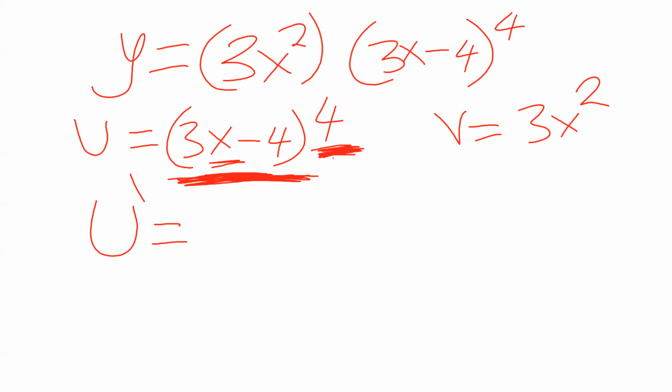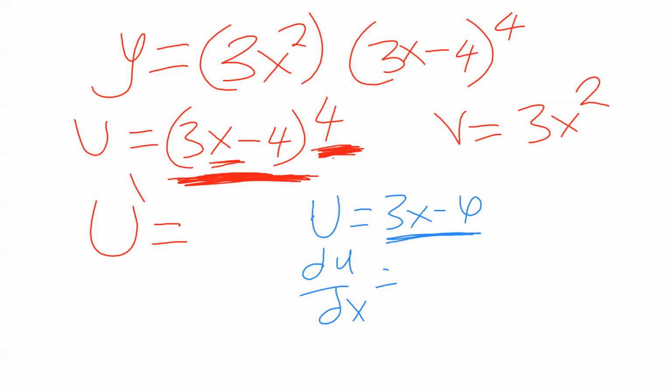Let me solve the chain rule. According to the chain rule, you have u equal to what? 3x minus 4, right? Then du over dx would be what? When you have to differentiate this expression, what is the derivative of this with respect to x? What did we say in the power rule?